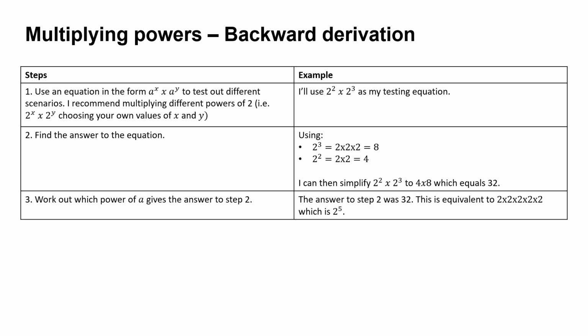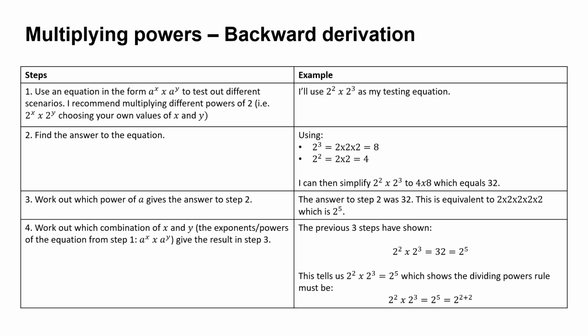So now the next step, we need to work out what power of a gives the answer in step 2. In this case, our a is 2. So what we need to work out is what power of 2 gives us the answer to step 2. So what power of 2 gives us 32? Well, we can just work this through. So 2 to the power of 1 is just 2. 2 squared is 4. 2 cubed is 8. 2 to the power of 4 is 16. And then 2 to the power of 5 is 32. So the answer is 2 to the power of 5.